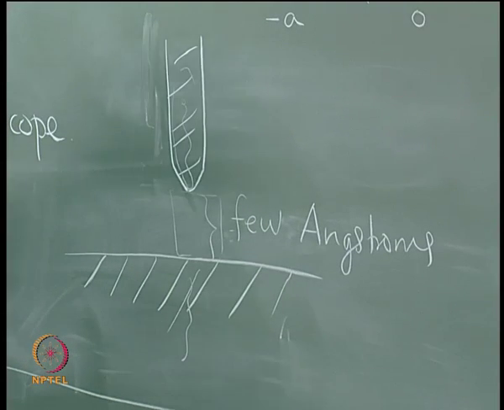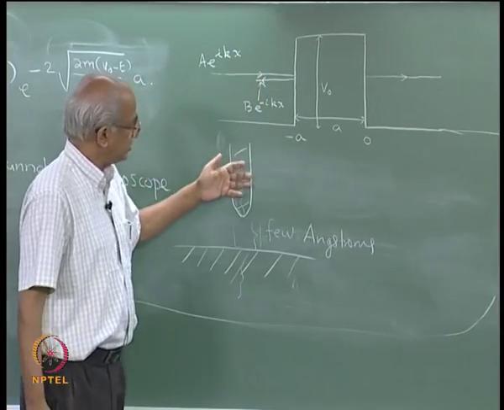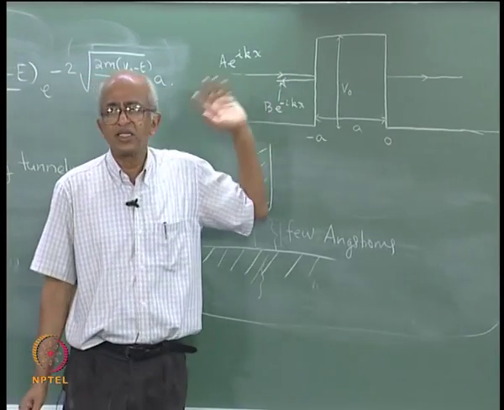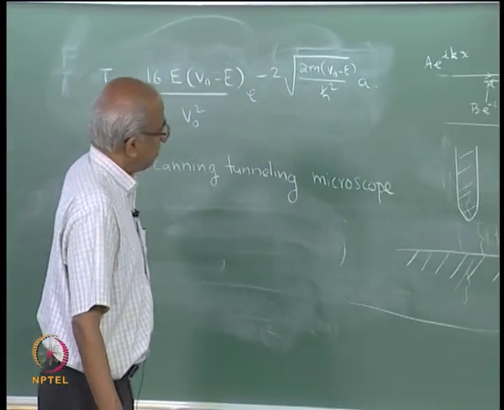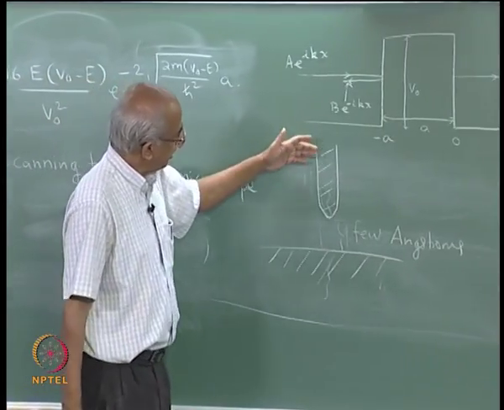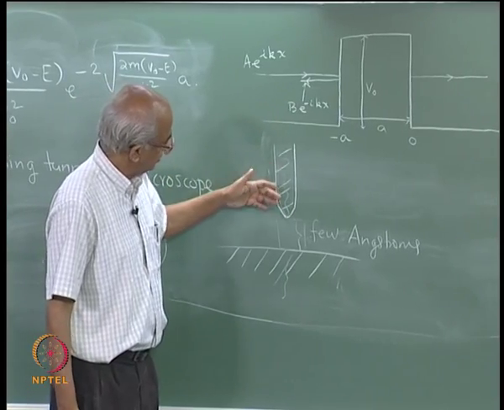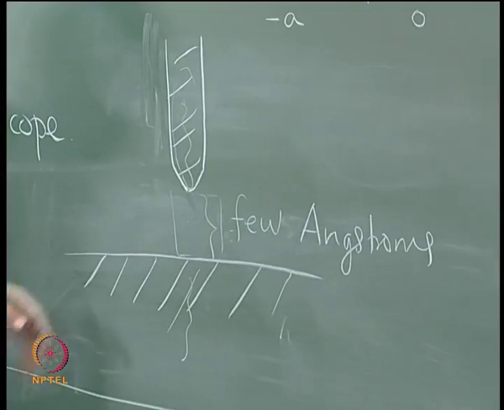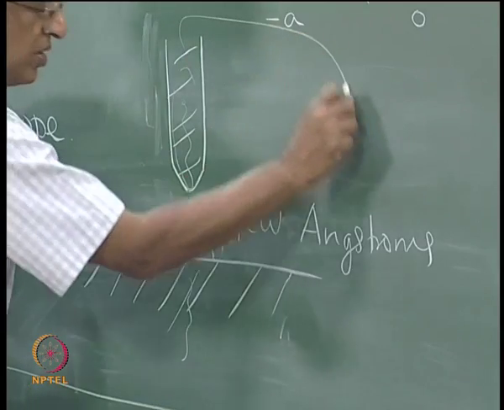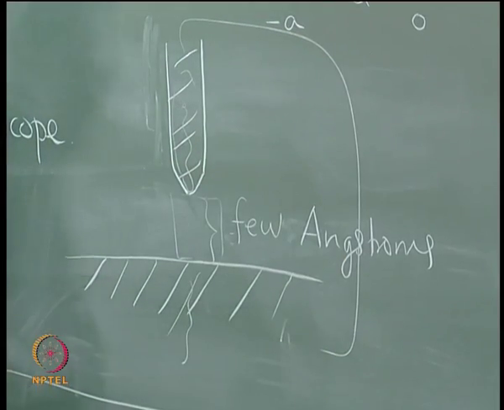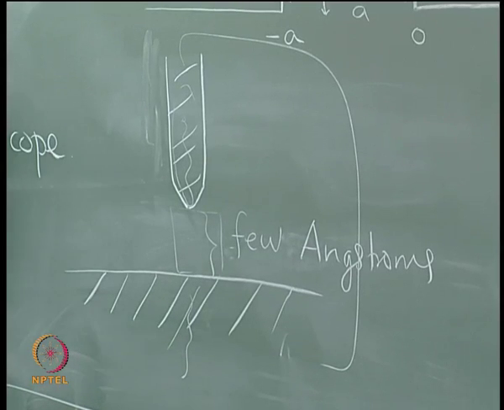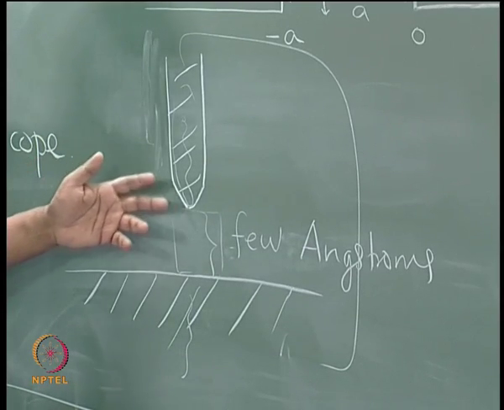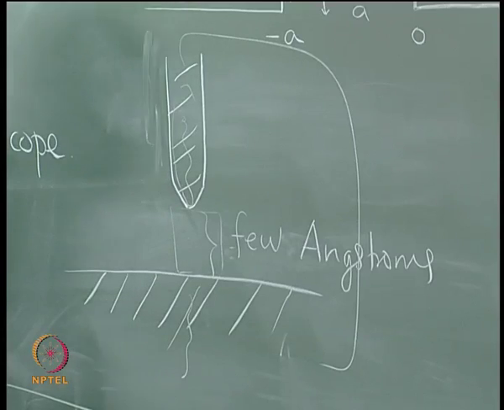So, the situation is analogous to this, but of course, this is in 3 dimensions, where what we have considered is a 1 dimensional example. So, what you can do is you can actually bring the metal close, this tip close to the metal surface, and then apply a potential difference between these two, and that potential difference will actually cause the electron to tunnel through the barrier to the other side.